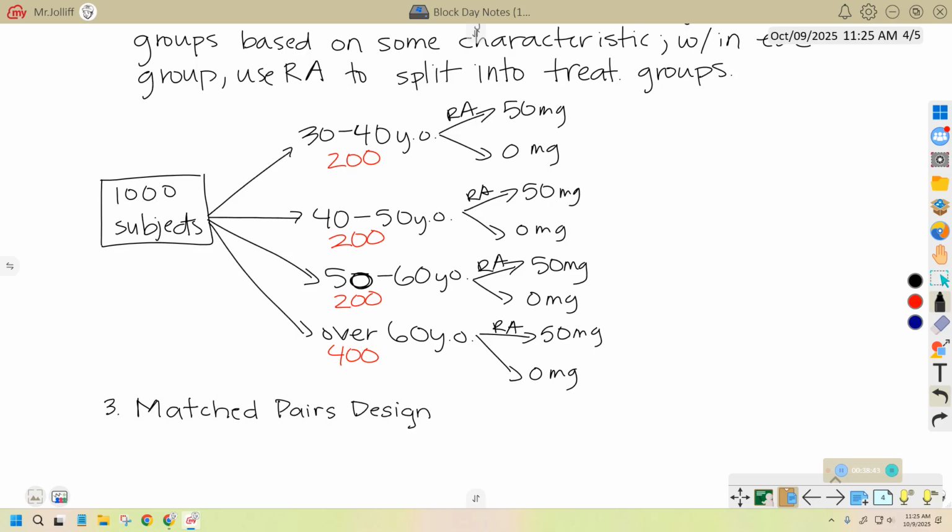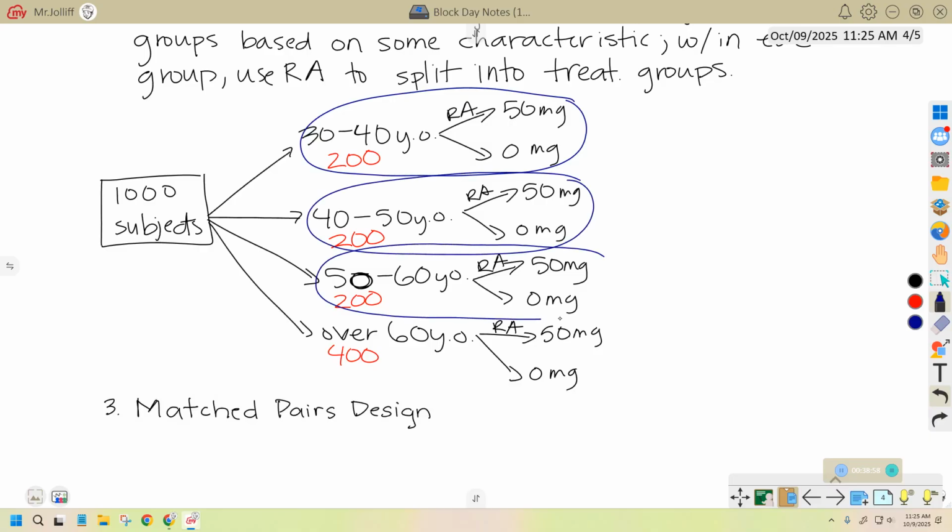Yes. So this one has like nothing to do with the previous one? So this one is, you'll notice within each of those categories, this looks like completely randomized design. So within each of those subgroups, I'm doing completely randomized design. But now I'm doing completely randomized design on subgroups of interest. Sort of like with stratified sampling, I split it into groups, and then I use simple random sampling on each group. Similar idea.